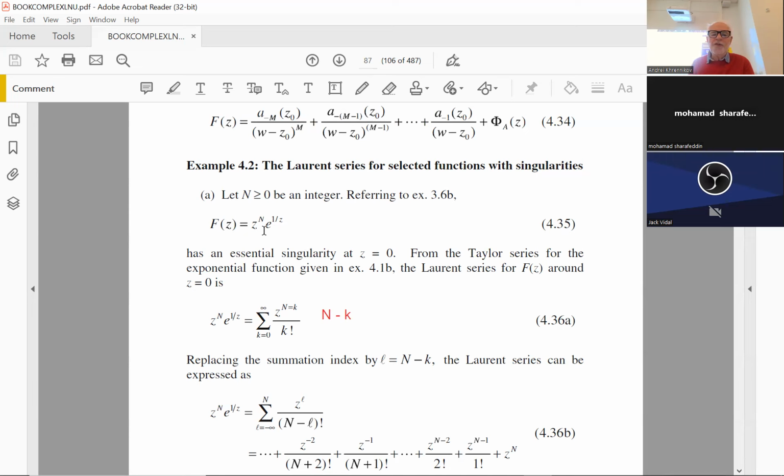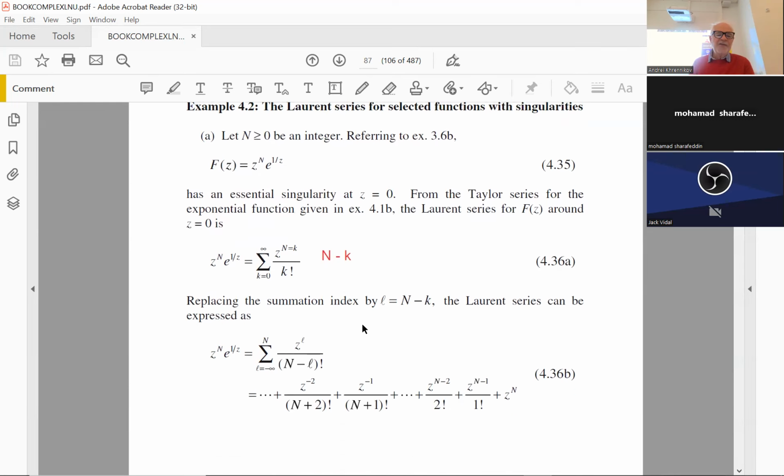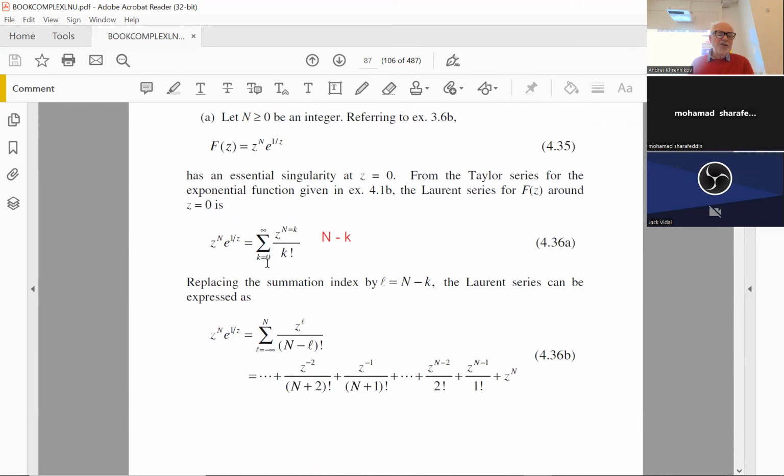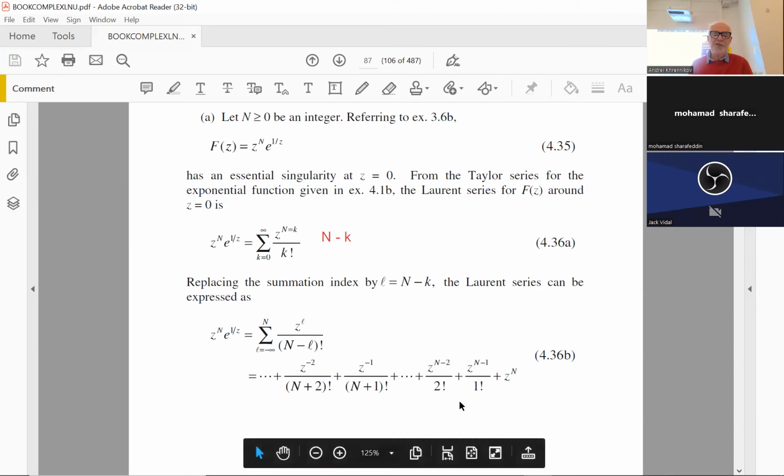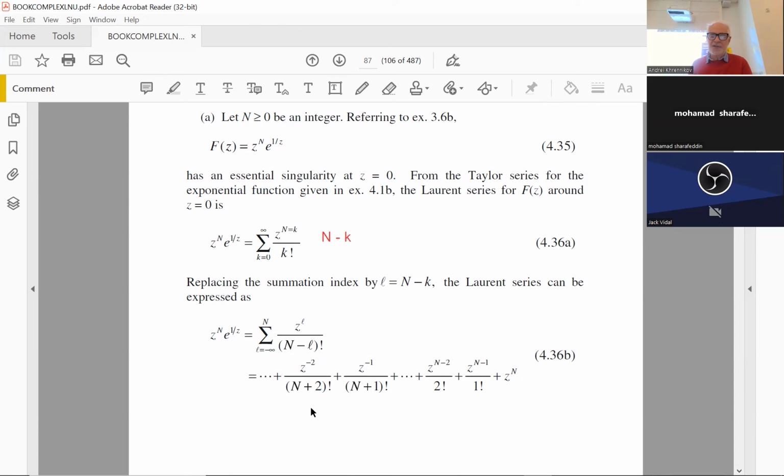So how do we do it? We expand the exponent in the degrees of z, put 1 over z, and multiply by z to the n. So we get this series. Here it should be n minus k. It is a misprint, not equal to k, but n minus k. Now they change the order, and they get this expansion. So here we have that the regular part, the analytic part, is a polynomial, but there are infinitely many negative degrees.